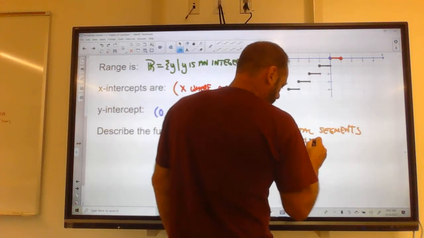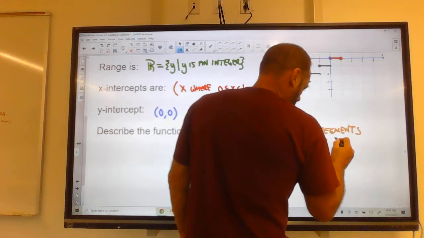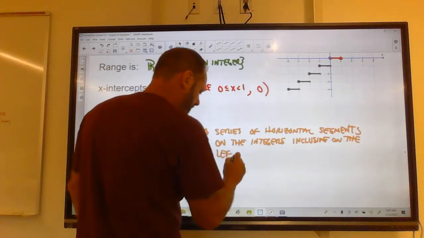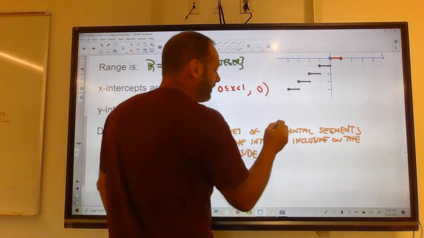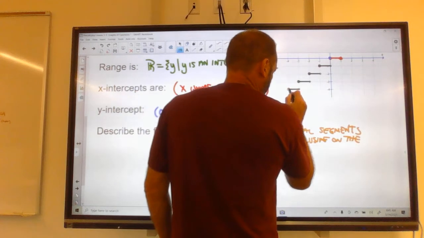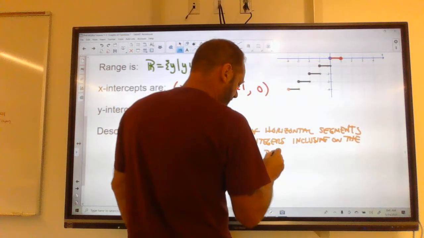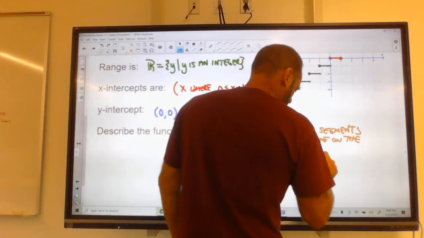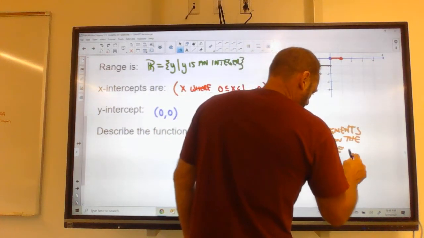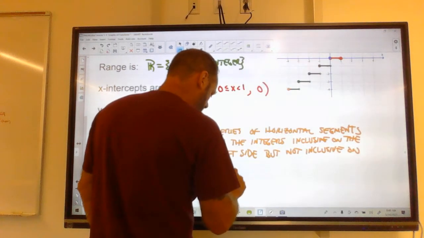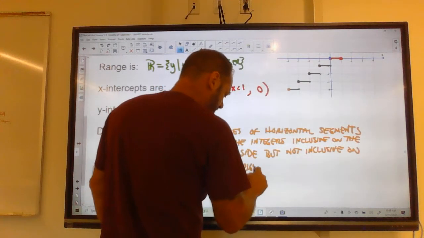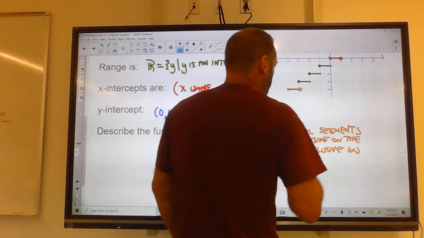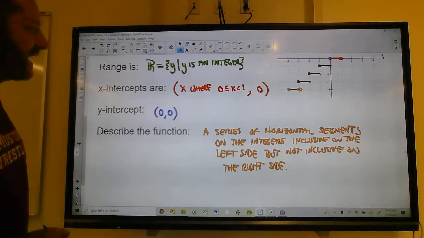We could say it's inclusive on the left side, meaning that this is an answer for this one, but not inclusive on the right side. Meaning there's an open circle on this end. That's not included.